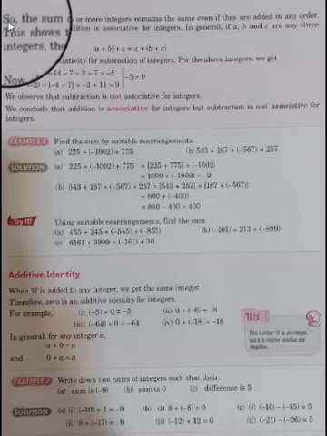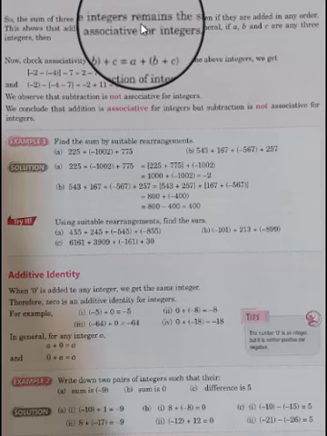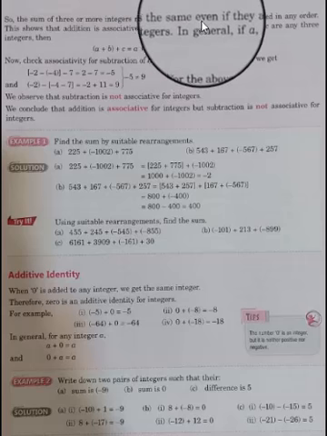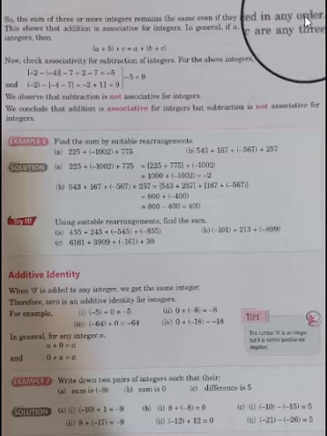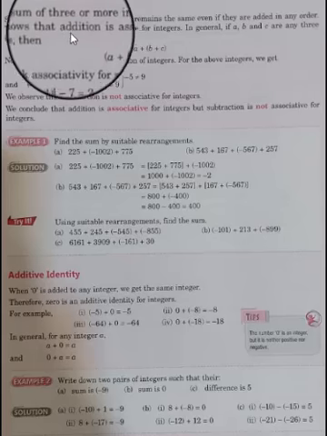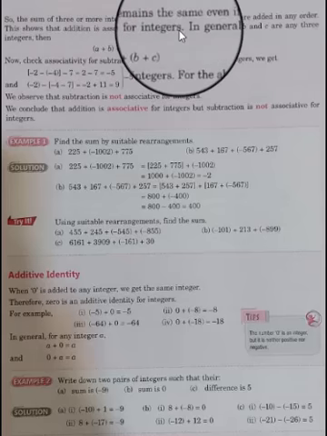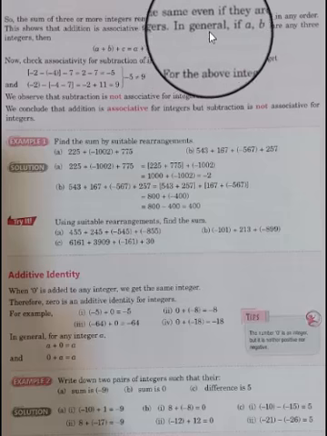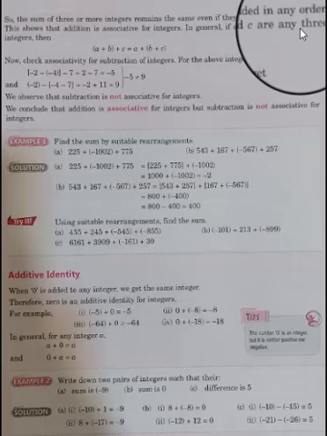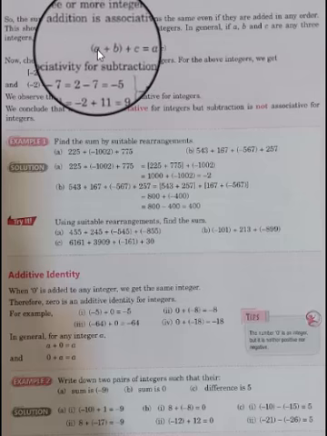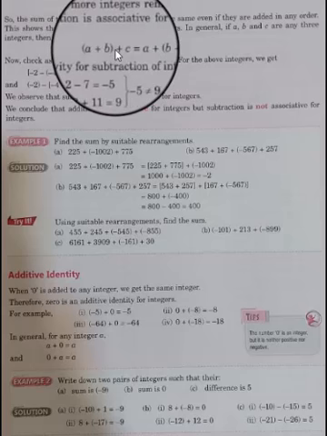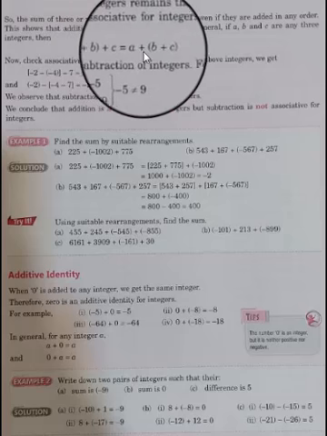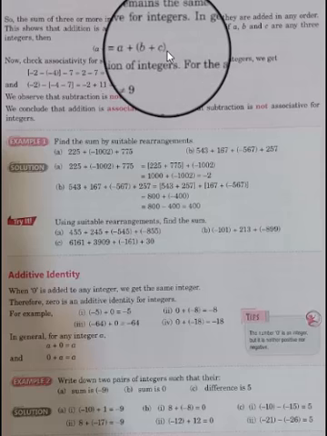So students, now we can say that the sum of three or more integers remains the same, even if they have been added in any order. This shows that addition is associative for integers. Now in general, if a, b, c are any three integers, then we can say that (a + b) + c equals a + (b + c).